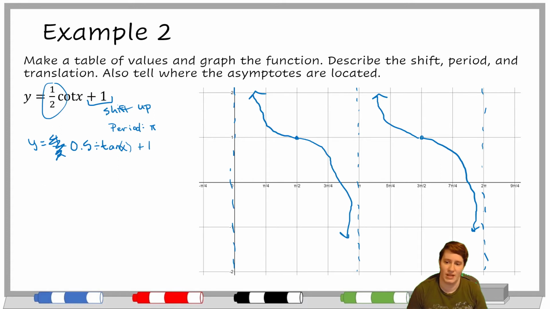So there we go. That's what cotangent looks like. We've got asymptotes at 0, pi, 2 pi, and so on. A shift up, no shift left or right. The period is pi. So that's the idea.